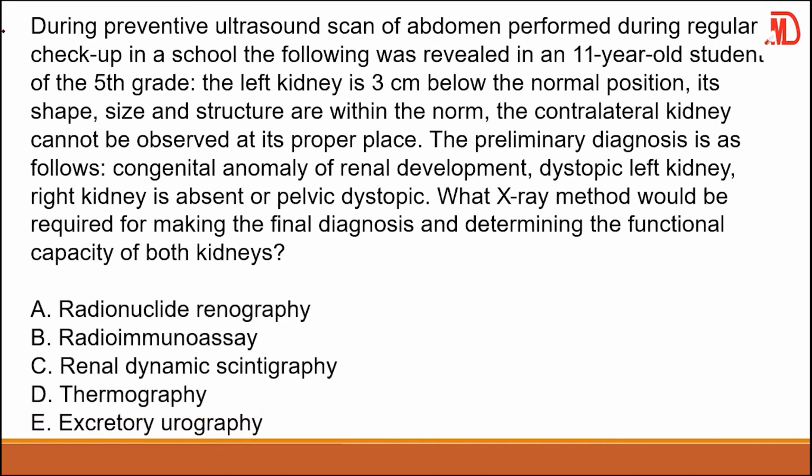During a preventive ultrasound scan of the abdomen performed during regular checkups in a school, the following was revealed in an 11-year-old student of the 5th grade. The left kidney is 3 centimeters below the normal position. Its shape, size, and structure are within the norm. The contralateral kidney cannot be observed at its proper place.